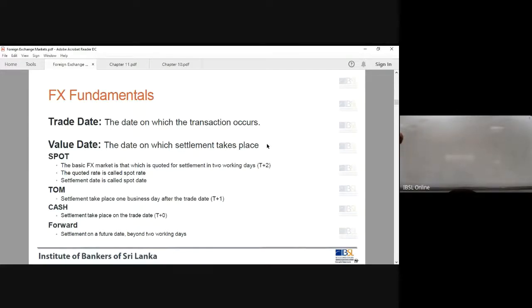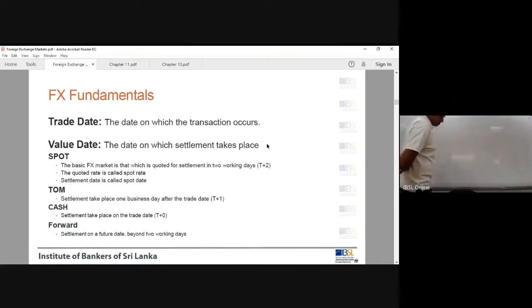Now, for example, if you are deciding to get married, you decide today, but you might not get married on the same day. It might happen somewhere down the line. The day you decide to get married is called the trade date. The day you get married is called the value date. So you might decide today that you're going to get married next year by 31st December. So today is the decision date, that's called the trade date. The day you get married is called the value date. Trade date is the date on which the transaction occurs, and the value date is the date on which the settlement takes place.